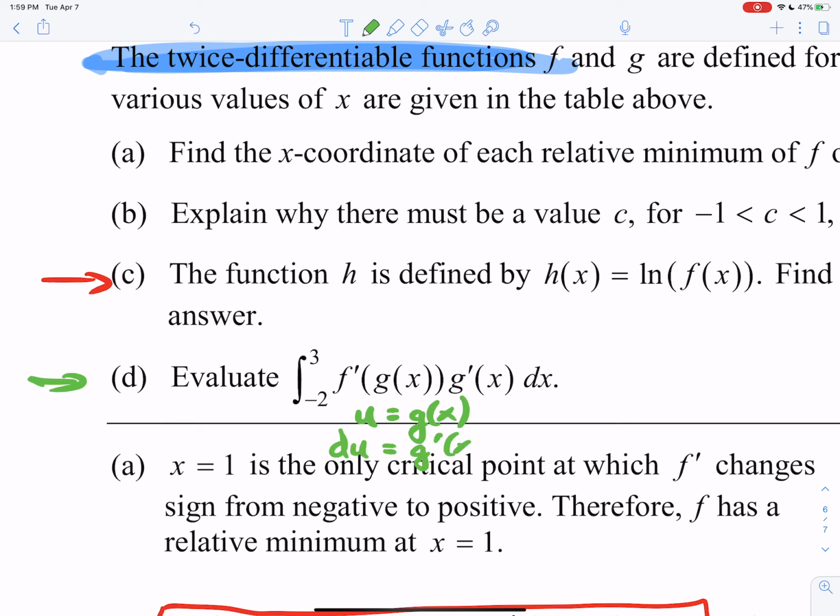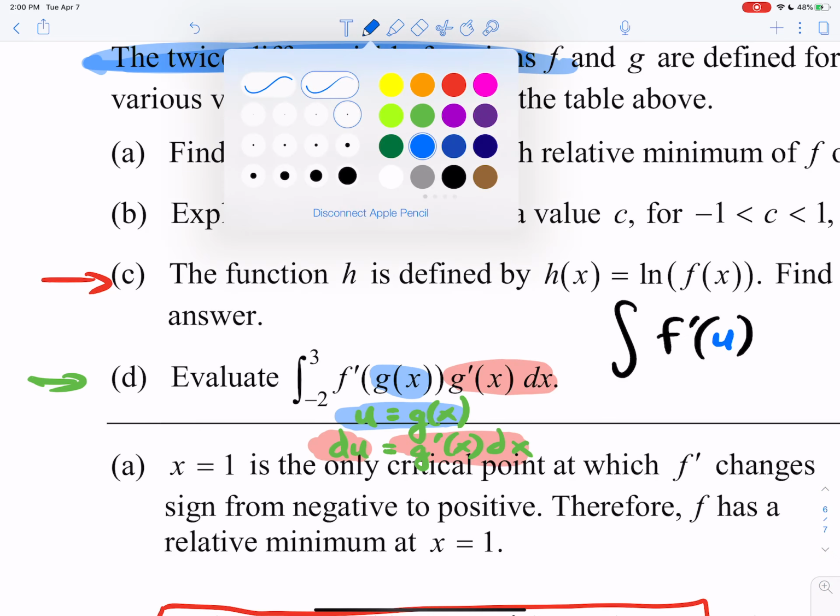Take a look. g of x is going to be replaced with u, and g prime of x dx, we have a perfect fit. That should equal du. So if you plug it in, you're going to get the integral of f prime of u, and instead of g prime of x dx, that's just du. Notice here how everything is in terms of u. So you have to change your bounds. Everything has to be in u now.